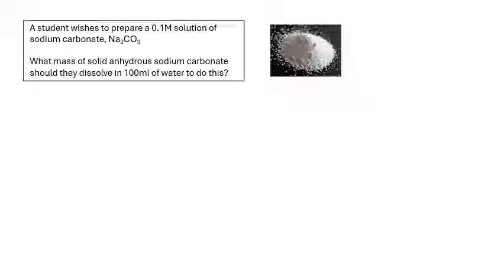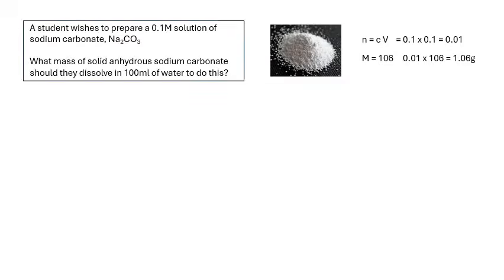A student wishes to prepare a 0.1 molar solution of sodium carbonate. What mass of solid anhydrous sodium carbonate should they dissolve in 100 mils of water to do this? Do it yourself on paper. Show the answer in 3, 2, 1.